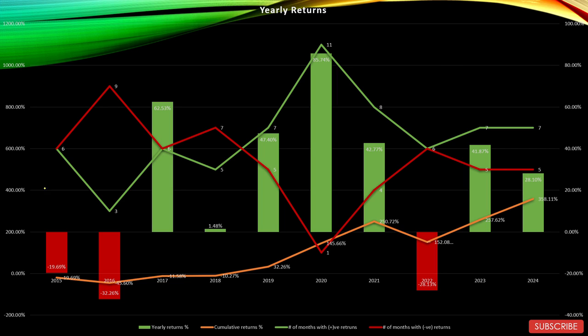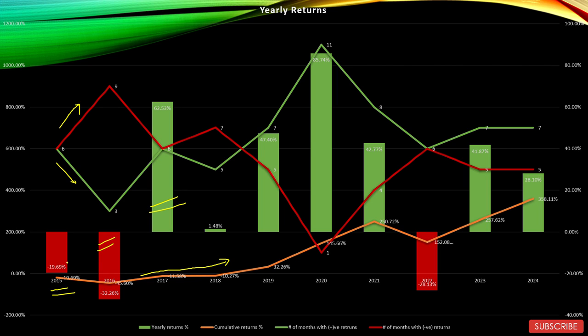So this is the graph which is showing the yearly returns. The green bars here represent the positive yearly returns in percentage. The red bars show the negative yearly returns in percentage. The orange line shows the cumulative returns in percentage. The green line shows the number of months with positive returns, and the red line shows the number of months with negative returns. So let's start with 2015.